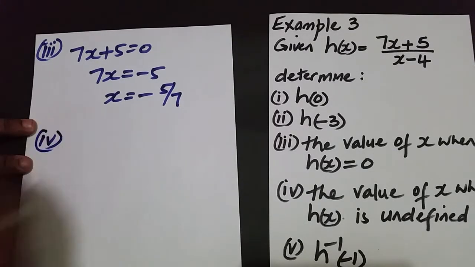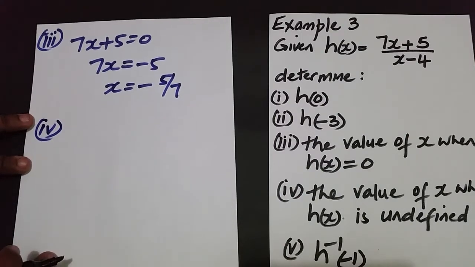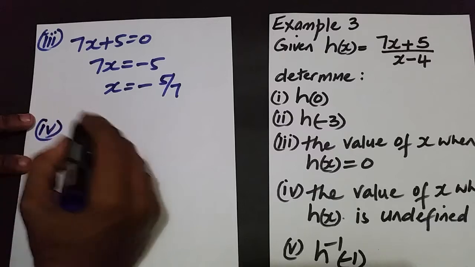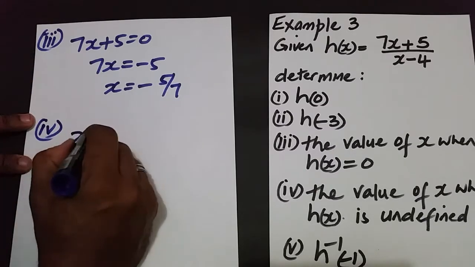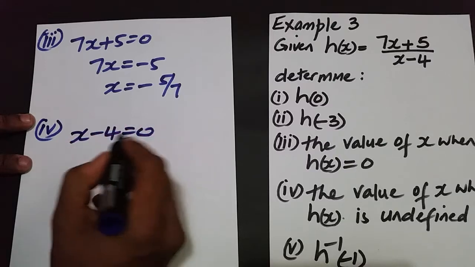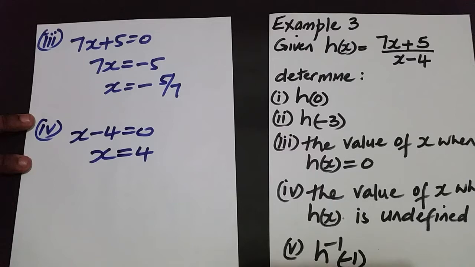In part 4, we're asked to determine the value of x when h of x is undefined. H of x is a fractional function, and when a fractional function is undefined, it means math error, which means the value of the denominator is equal to 0. So the value of x is going to be equal to 4. So that's the answer to part 4.